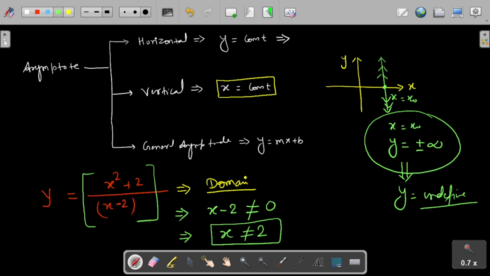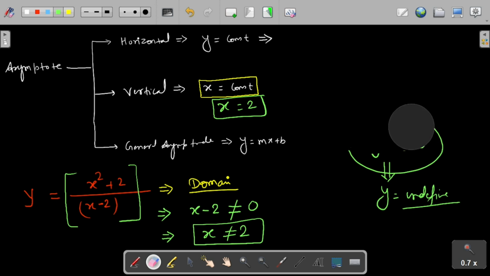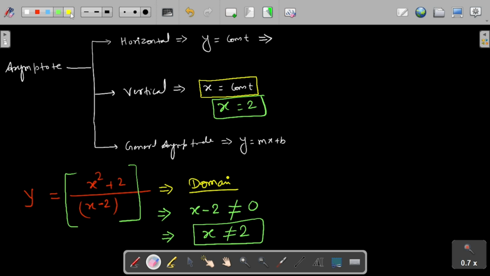So when we plot this graph, x square upon x square plus 2 upon x minus 2, you will get that x equals 2 will be a vertical asymptote. So what's the conclusion for vertical asymptote? Mathematically we can write, for a vertical asymptote we have to find for what value of x my y goes to plus or minus infinity or undefined. This is the condition to find a vertical asymptote.